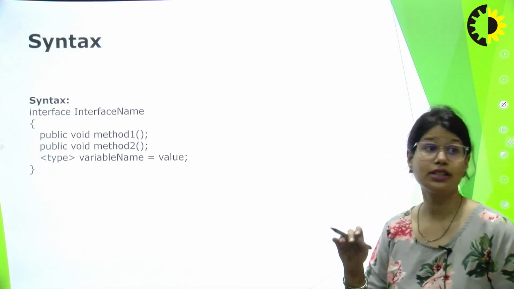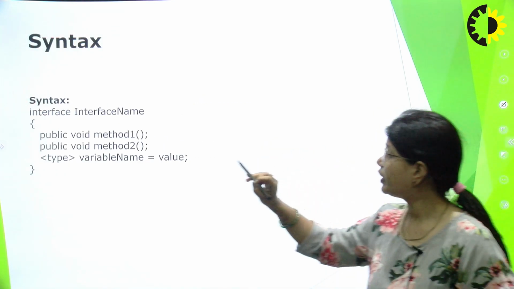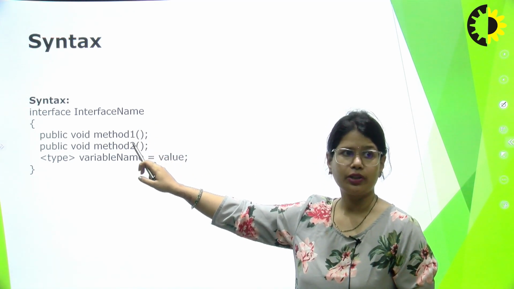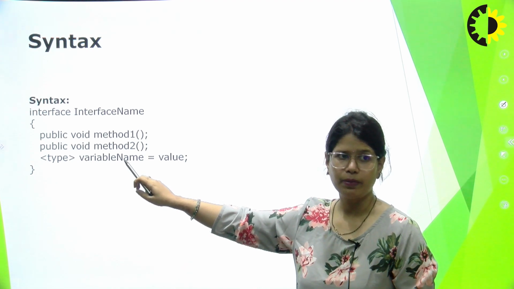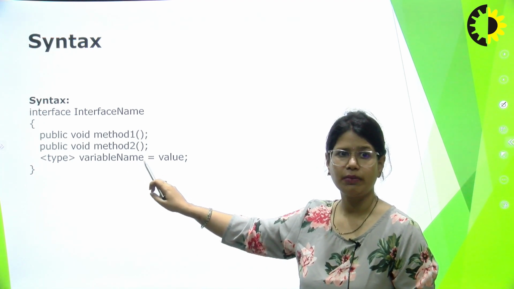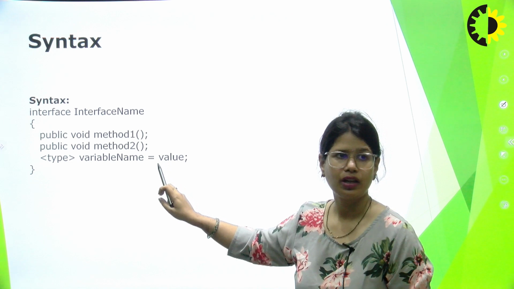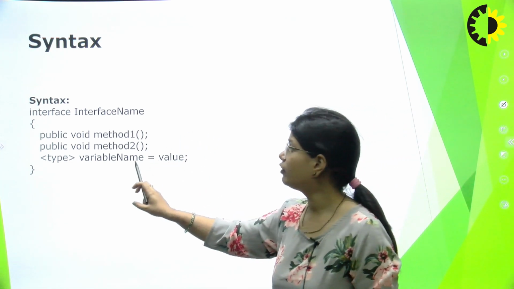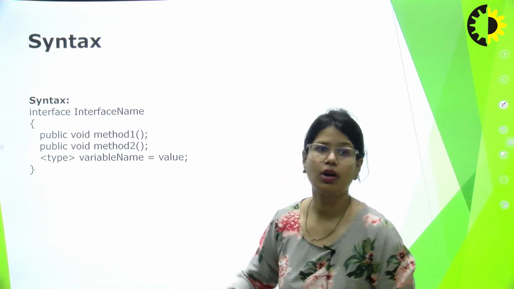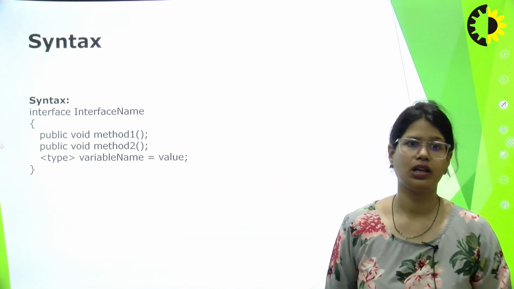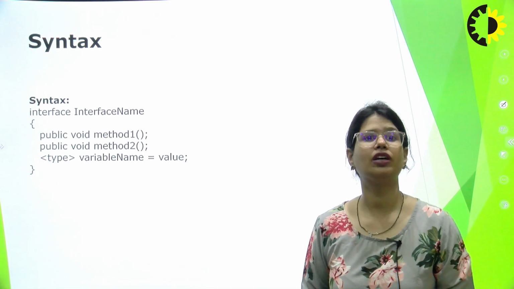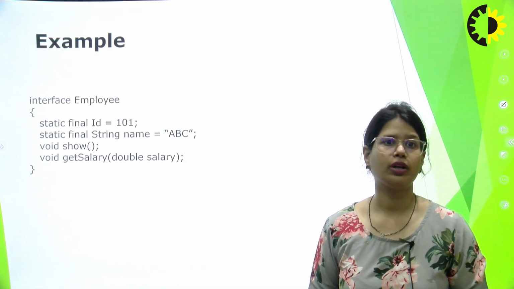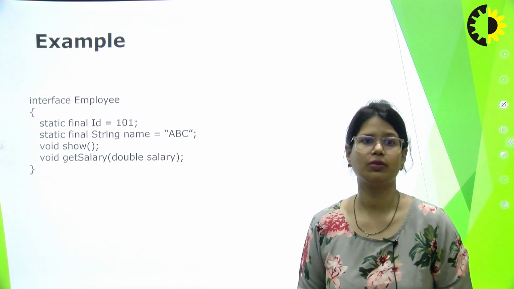Now the syntax is: interface, whatever name you are giving, method 1, method 2, type variable name equals value. Fine. Now when it compiles, the variables will by default be public, static and final. The compiler will automatically convert them. You don't even need to mention that these are public, static and final.